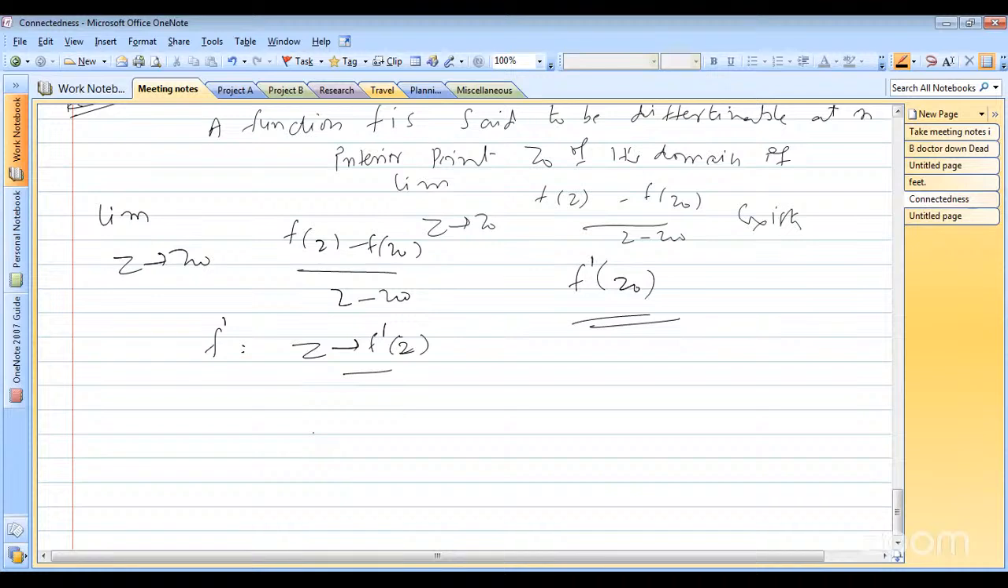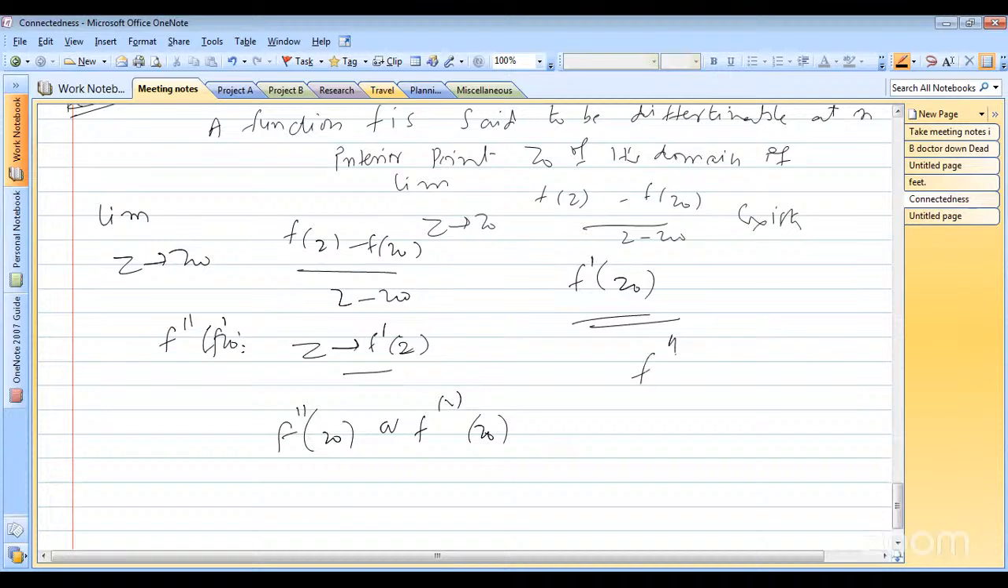If F dash is also differentiable, we take the first derivative again, and that is called F double dash at Z naught. We can also write this as F square of Z naught. F double dash is called the second derivative. The third derivative is F triple dash of Z naught or F cube of Z naught. We use the notation F power n.